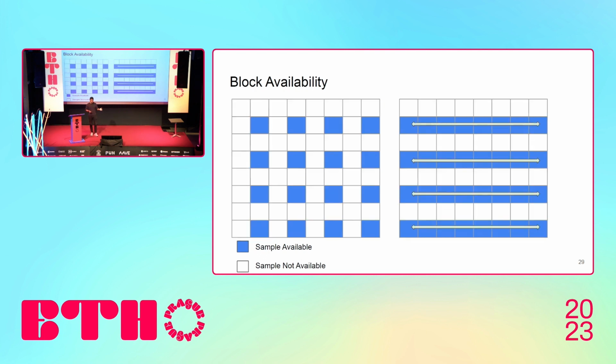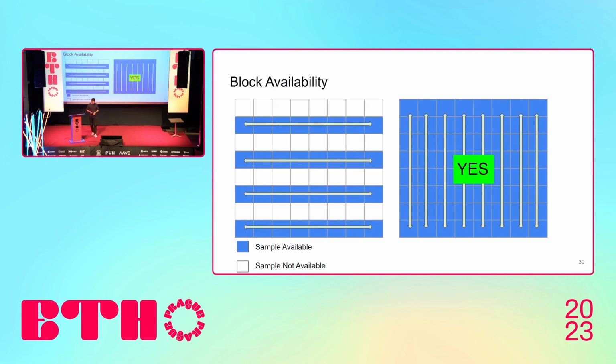Now, if you end up in a situation like this, for example, where you lose all these white spaces, the blue spaces will allow us to reconstruct these 4 rows, and then once you do that, you can reconstruct all the columns, and you have all the data available again, right?